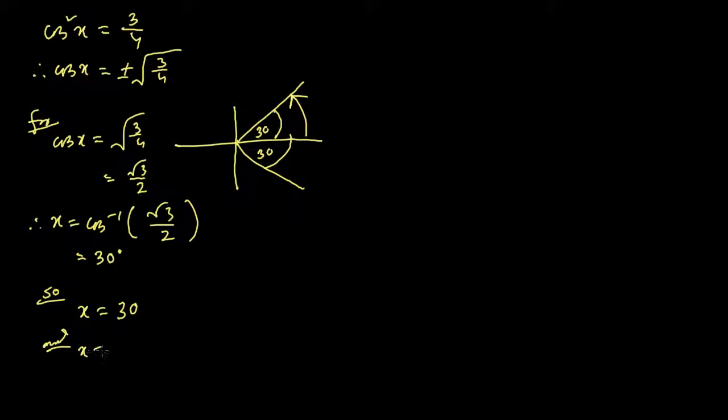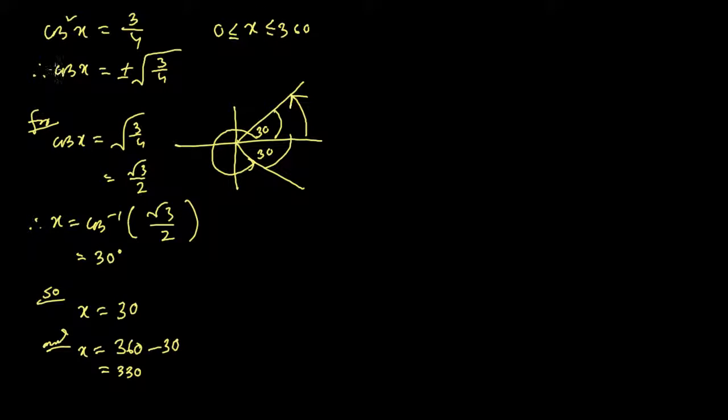And this is in the fourth quadrant. That means 360 minus 30 is 330 degree. The sum is not done yet, and let me write it down. The range is between 0 to 360 degree. This is the most common range.